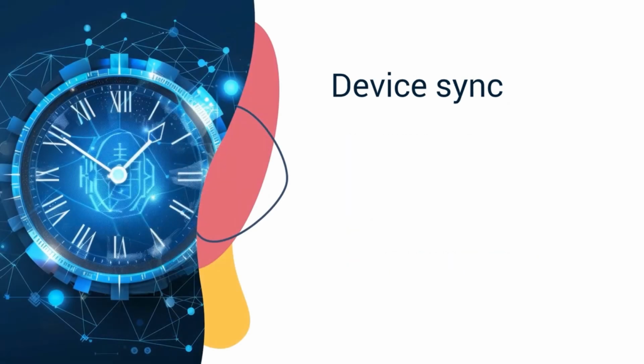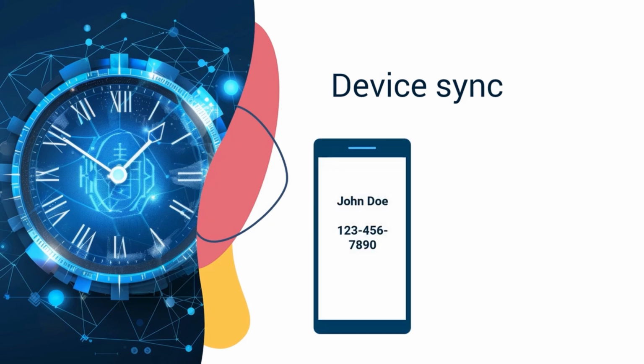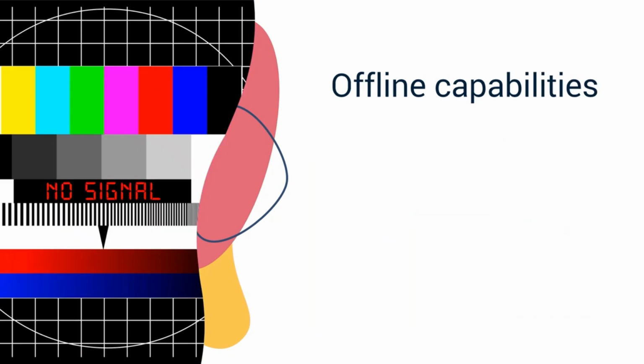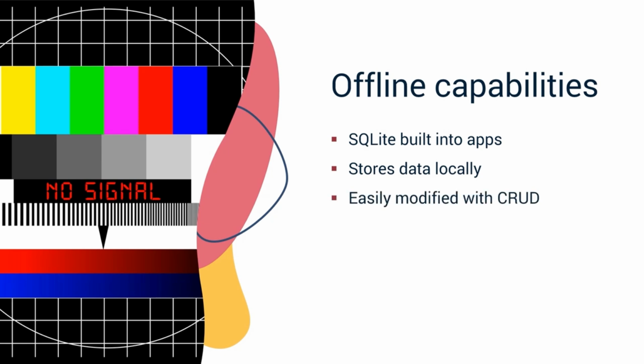Many apps require data to synchronize across devices. By implementing CRUD operations, developers can ensure that changes made on one device, such as adding a new contact, are reflected on others. Offline capabilities are also essential for a great user experience. Since SQLite is built into mobile apps, users can add, read, update, or delete data even without an internet connection. It's all stored locally, thanks to CRUD and SQLite.